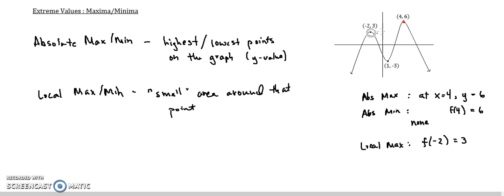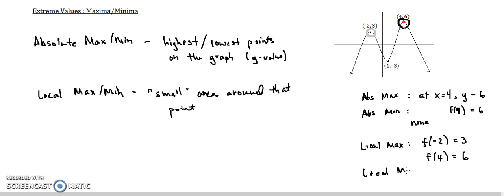You can have multiple of these because you're just looking at a little area. Well, at our point here, 4, 6, we're at an absolute maximum. Is it also a local maximum? Well, sure, if we look at a little circle around it. Does that look like a maximum? Of course it does, because it was already an absolute maximum. So in that little circle, it also looks like a maximum. So we also have f of 4 equals 6. We have a local maximum at 6.